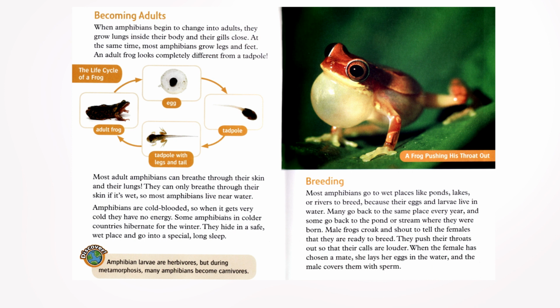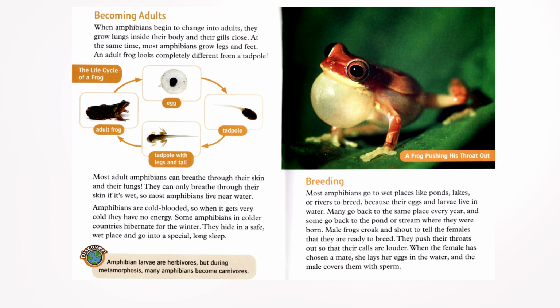Breeding. Most amphibians go to wet places like ponds, lakes, or rivers to breed because their eggs and larvae live in water. Many go back to the same place every year, and some go back to the pond or stream where they were born.